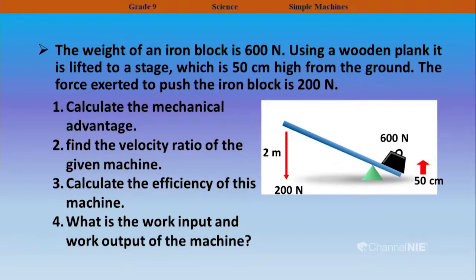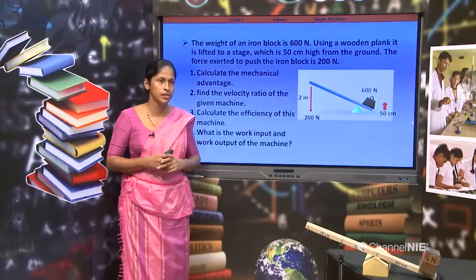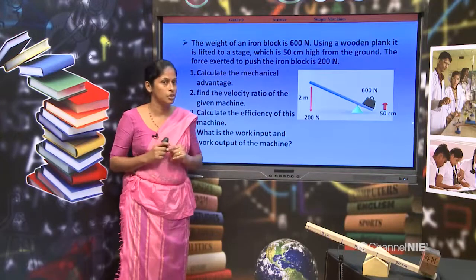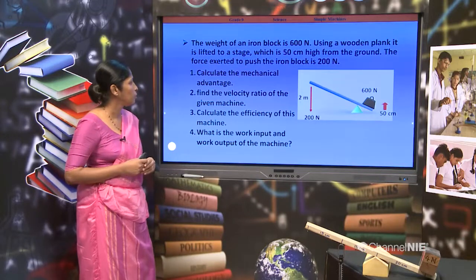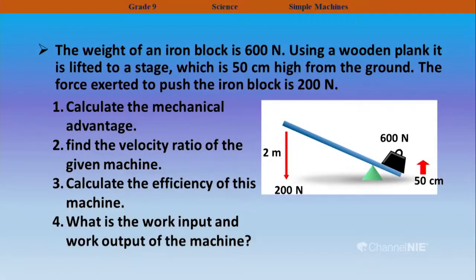Yes, can you remember how to calculate the mechanical advantage? Yes, you write it on paper. And second question, find the velocity ratio of the given machine. Again, remind yourself how to calculate velocity ratio. Third question, calculate the efficiency of this machine. And finally, I ask you to find the work input and work output of the machine.